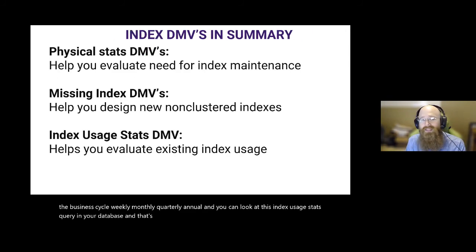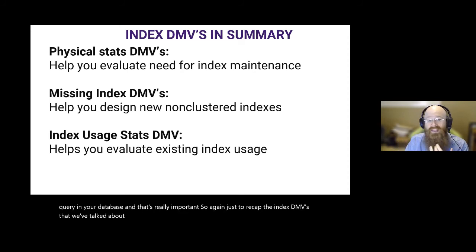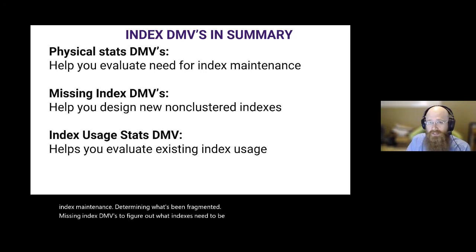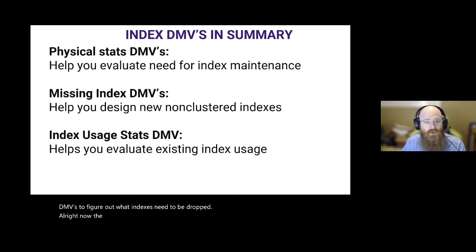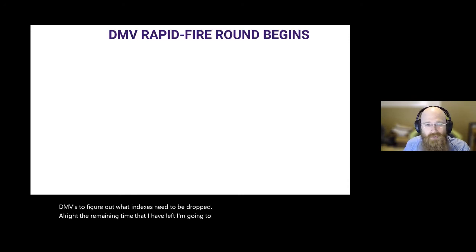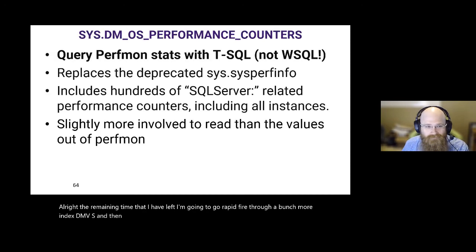So again, just to recap, the index DMVs that we've talked about. We talked about the physical stats, which helps with your index maintenance, determining what's been fragmented. Missing index DMVs to figure out what indexes need to be created, and then index usage DMVs to figure out what indexes need to be dropped. All right, now the remaining time that I have left, I'm going to go rapid fire through a bunch more index DMVs, and then I'll get to some questions.